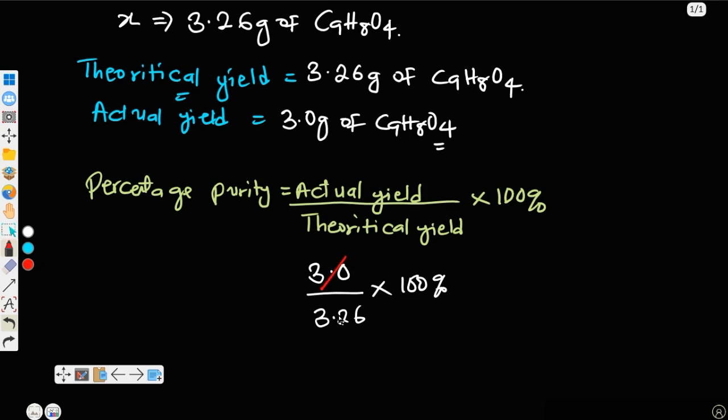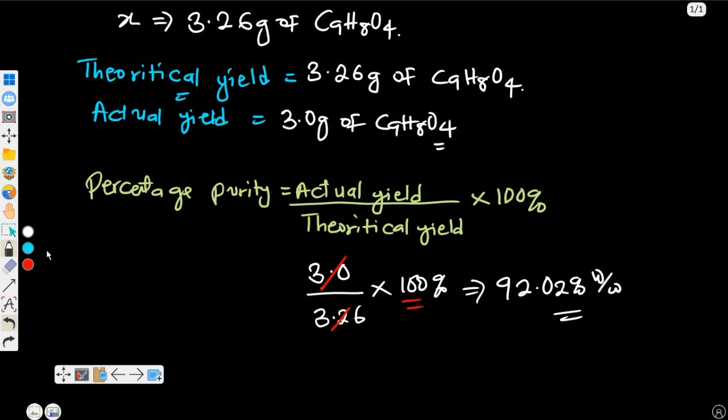Now, when this is divided and multiplied by 100, what are we expected to have? It is 3.0 divided by 3.26 times 100%, which is 92.02% weight by weight. So this is the percentage yield, or percentage purity rather. So in any case the question comes, you should know what to actually do based on this understanding.